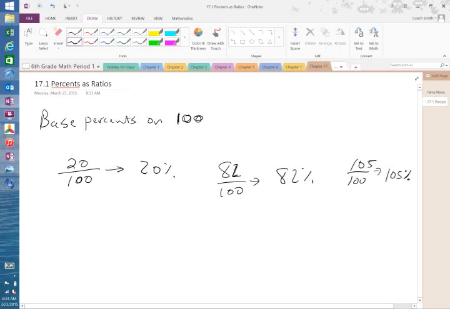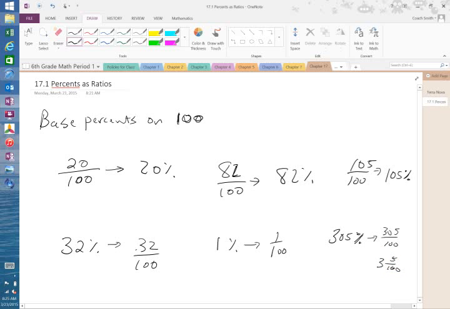So if I have 32%, then that would just be 32 over 100. If I have 1%, that would be 1 over 100. If I have 305%, that would be 305 over 100. Could also be written as 3 and 5 over 100.